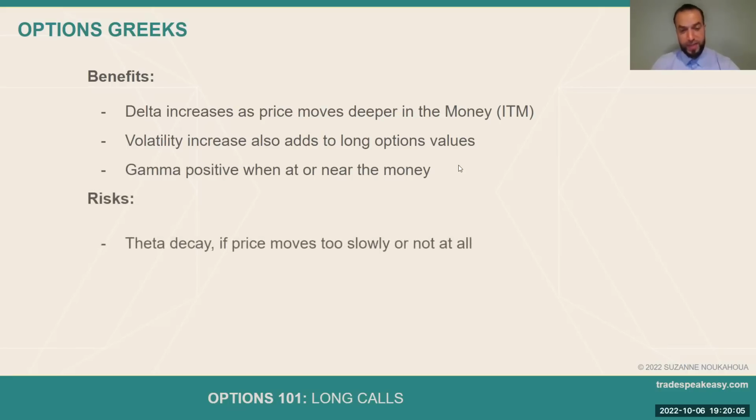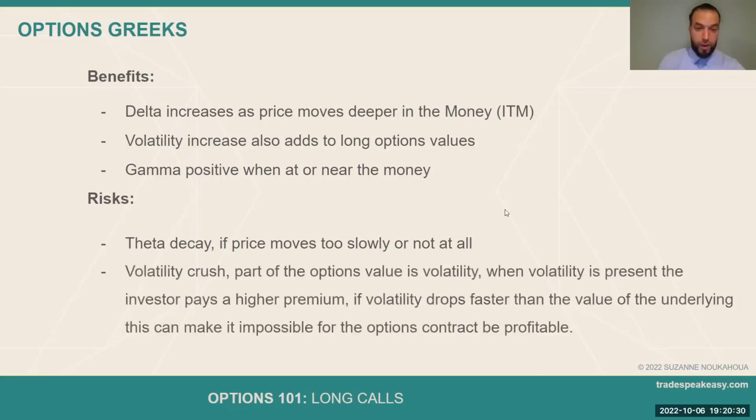Big risk is theta decay. If I buy a share or shares of SPY, theta is never going to be a factor. If I buy a call of SPY, from the moment I purchase that call, theta is going to start to eat value off of that option.